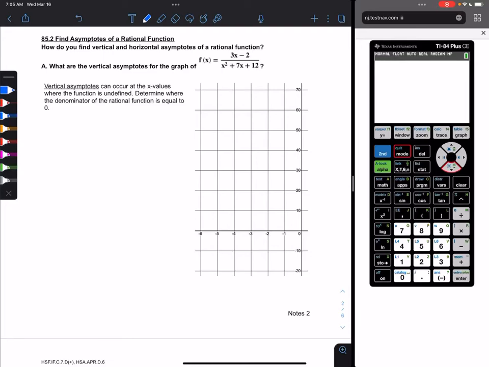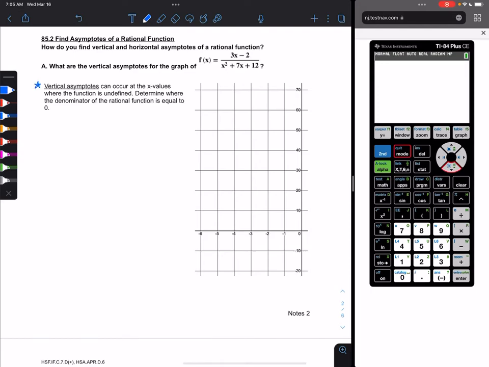In this video, we're going to look at topic 85, example 2, find asymptotes of a rational function. So there we are asked, how do you find vertical and horizontal asymptotes of a rational function? Part A, what are the vertical asymptotes for the graph of, and then they give us the full function.